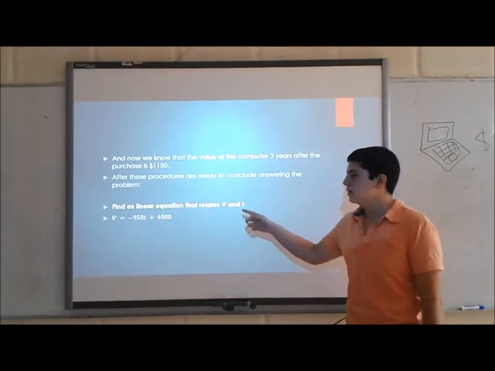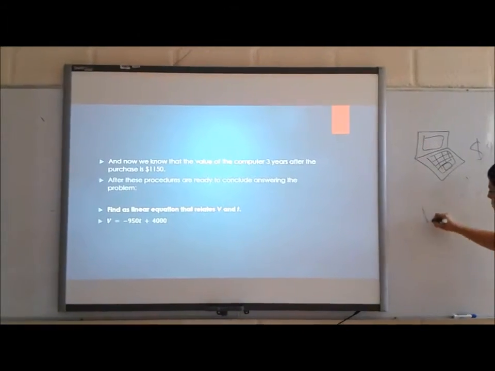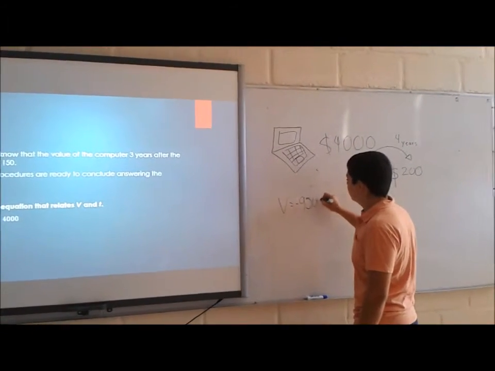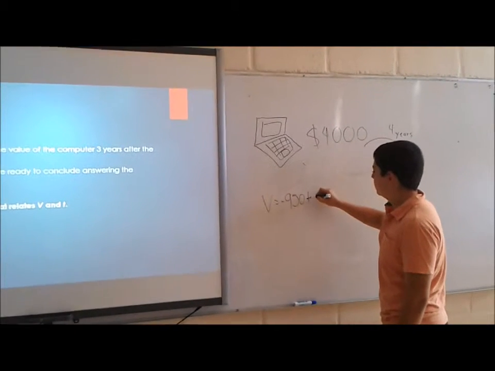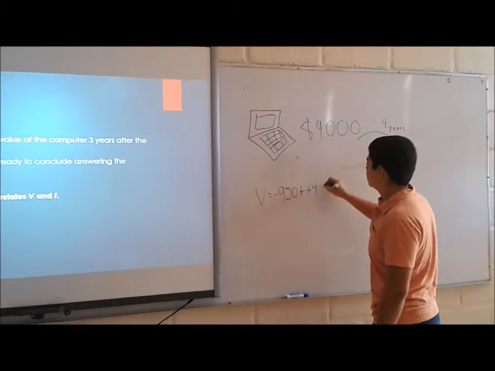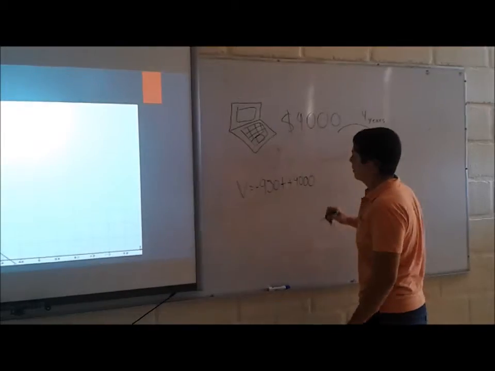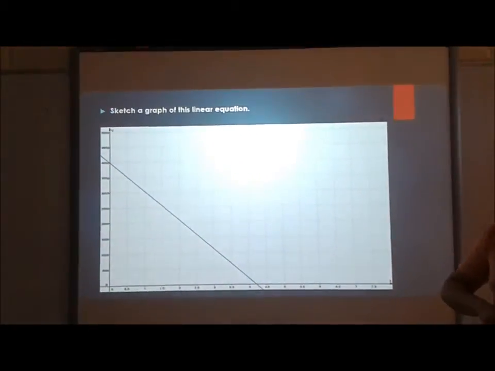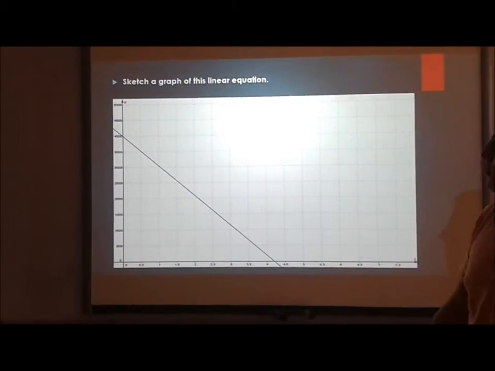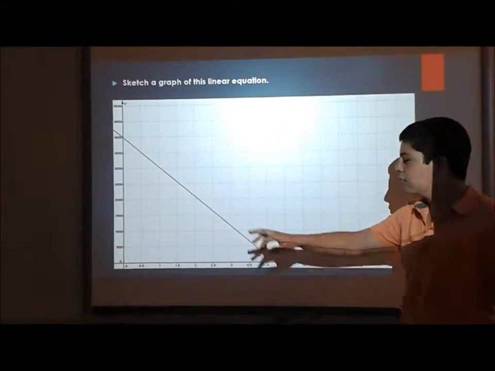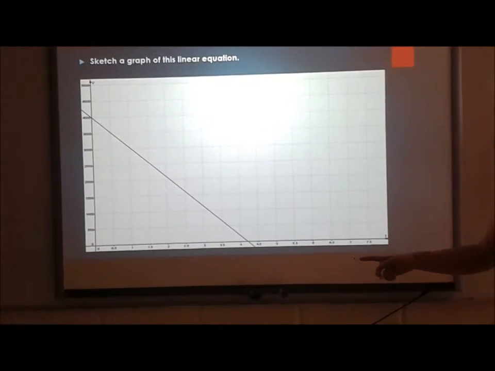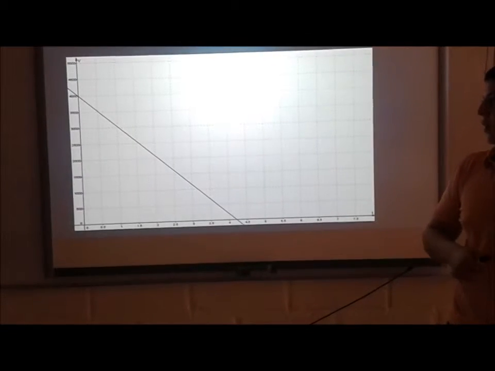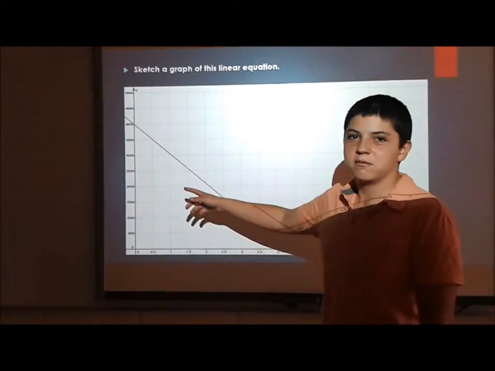the equation that relates B and T is B is equal to minus 950 T plus 4,000. This is the final equation. And this is the graph. The y-intercept is at 4,000 and the x-intercept is at 4.25. And we don't use negative values.